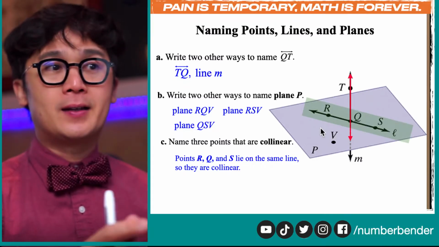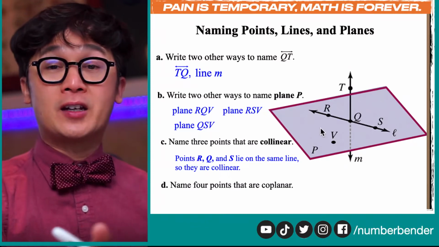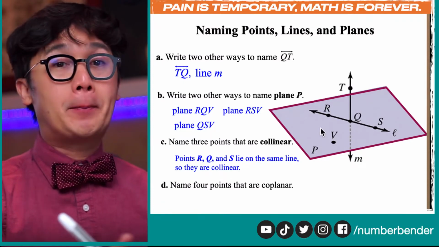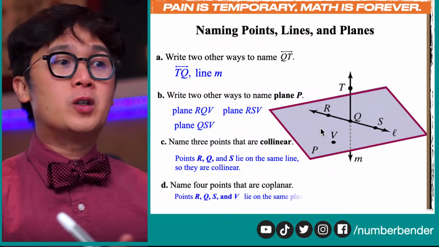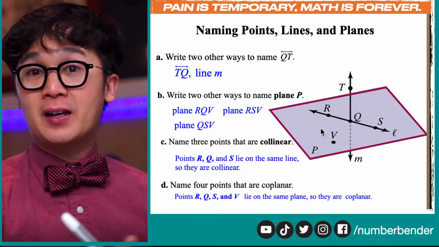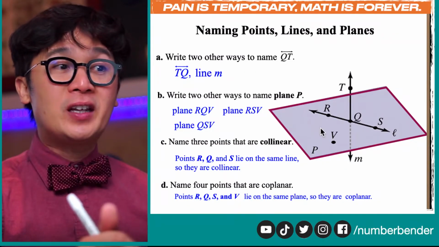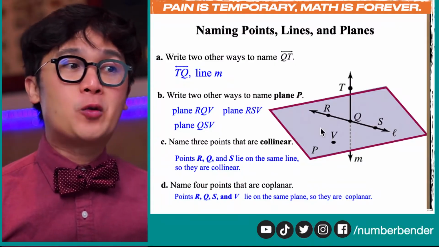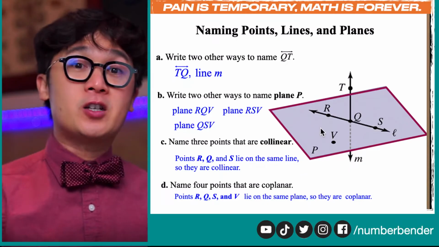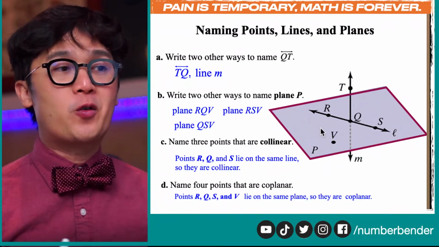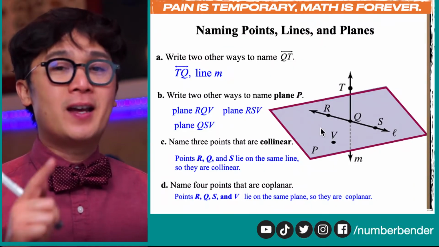And for the last one, let's name 4 points that are coplanar. And coplanar, it's on the same plane. And those 4 points that we can use would be R, Q, S, and V. So even though R, Q, S are on the same line, we are seeing that V is not on the same line. So we can use those 4 points as points that are coplanar because it's on the same plane. So this is how we describe points, lines, and planes in geometry.